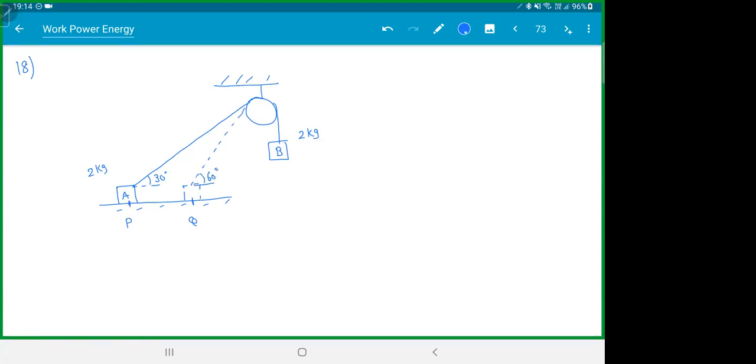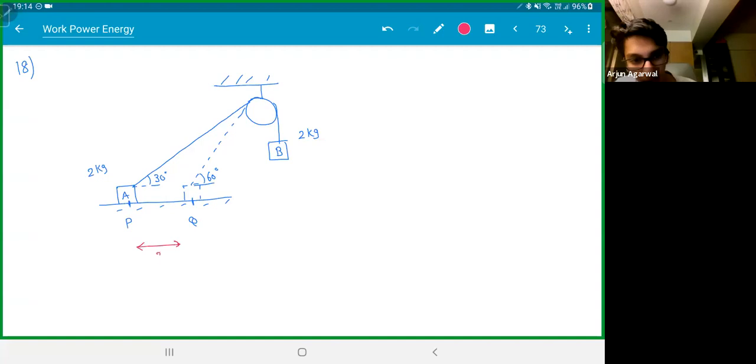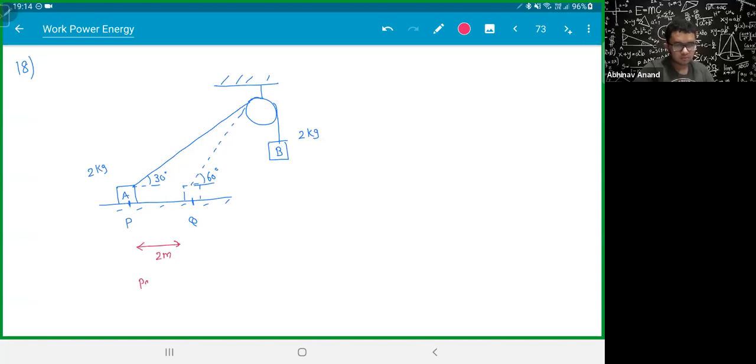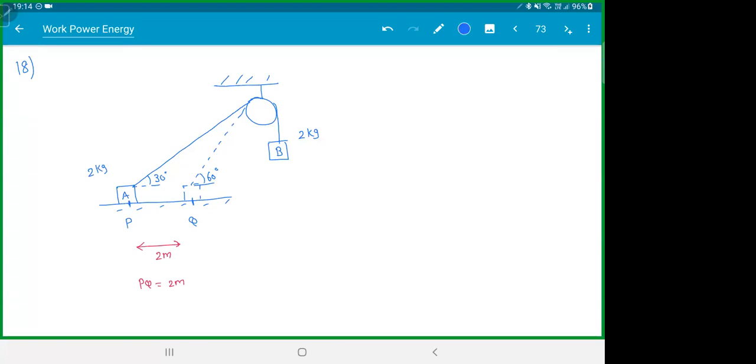Anyone remember this question? We have done this in foundation. Yes, sir. And P to Q is 2 meters. All surfaces are smooth. Find the speed of the blocks when block A slides from P to Q.